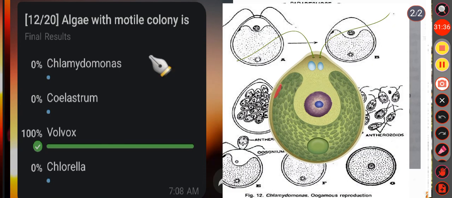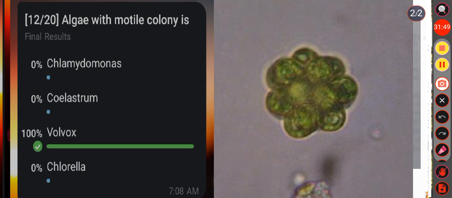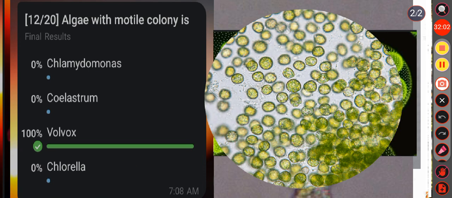Then see the other options, that is Chlamydomonas. We know Chlamydomonas is a motile green algae, but they are unicellular, not colonial, right? Then in option B, that is Coelastrum. Coelastrum is a genus of green algae. They are non-motile coenobial form. Then in the last option, that is Chlorella. Chlorella is also a genus of green algae and they are unicellular and non-motile.